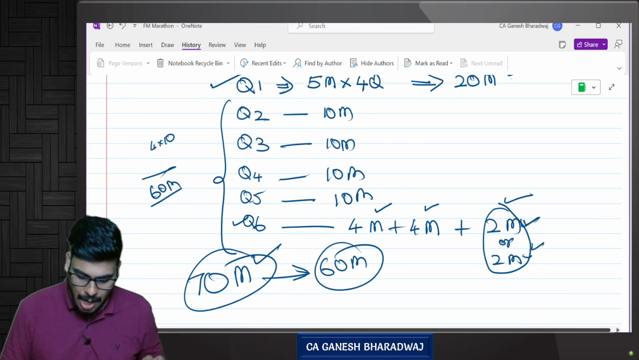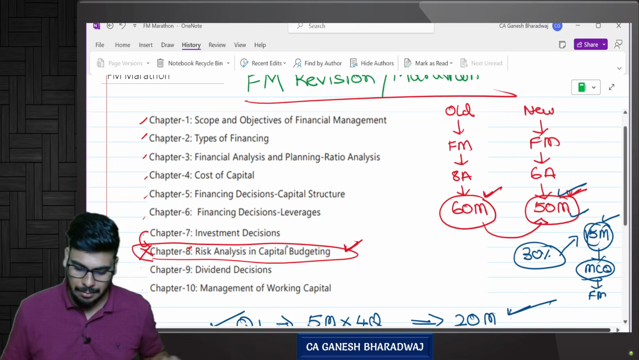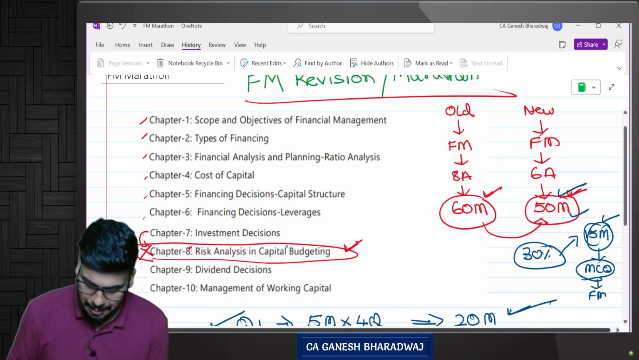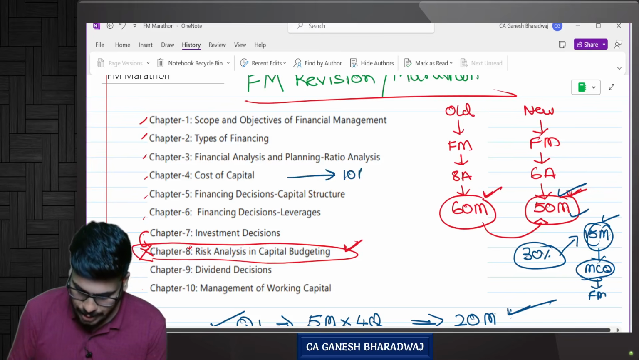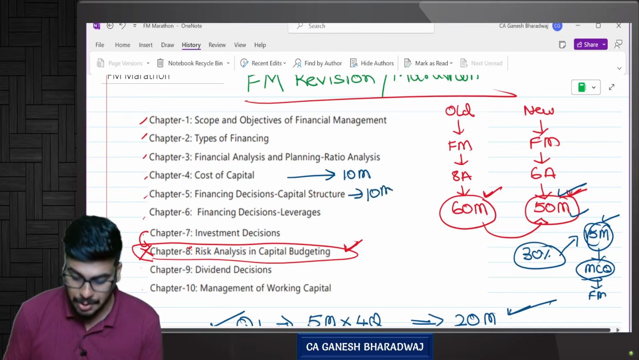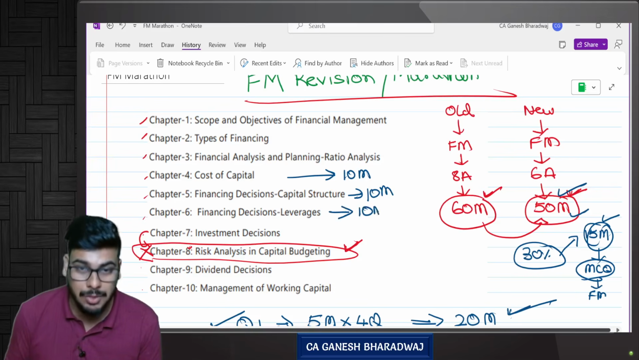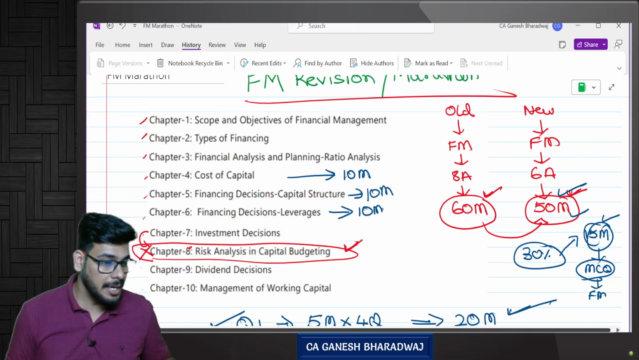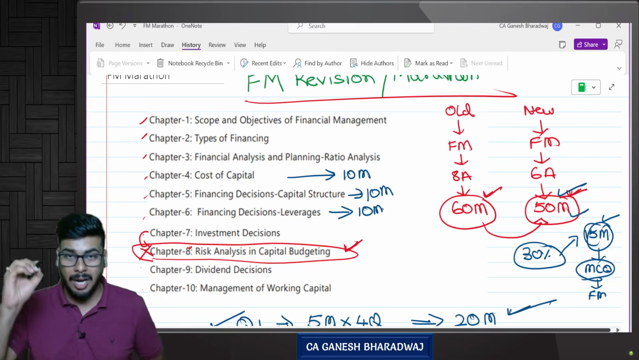Yes. Now, if you look at the past trend analysis, strategically, out of the 70 marks in FM, how it comes is generally, in every attempt, on an average, one 10-mark question comes from cost of capital. One 10-mark question comes from your capital structure decisions. One 10-mark question comes from your leverages. Fine. So there is 10, 10, 10. These 3 chapters generally carry 10 marks.